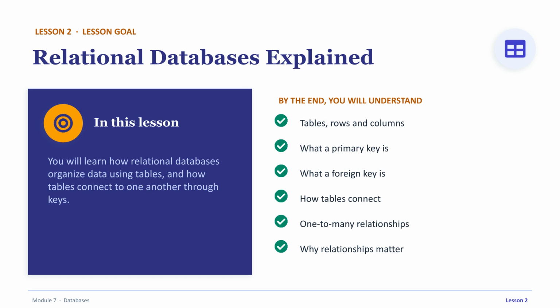Now that we know what a database is, let's look inside one, at tables, keys, and the relationships that tie everything together. In this lesson, we'll unpack how relational databases organize information. You'll learn about tables, rows, and columns, and 2 very important ideas: primary keys and foreign keys. These are what let separate tables connect to one another.